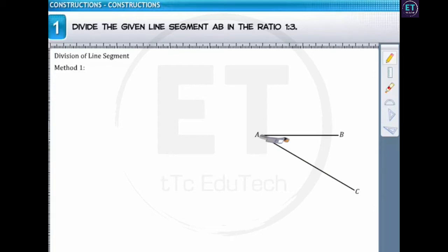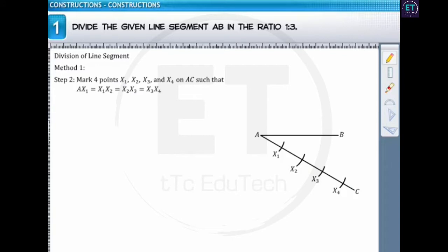As step 2, mark 4 points: x1, x2, x3, and x4 on AC, so that AX1 is equal to x1x2 is equal to x2x3 is equal to x3x4. Make sure that the distance to which the compass is open is not disturbed as you mark the points.